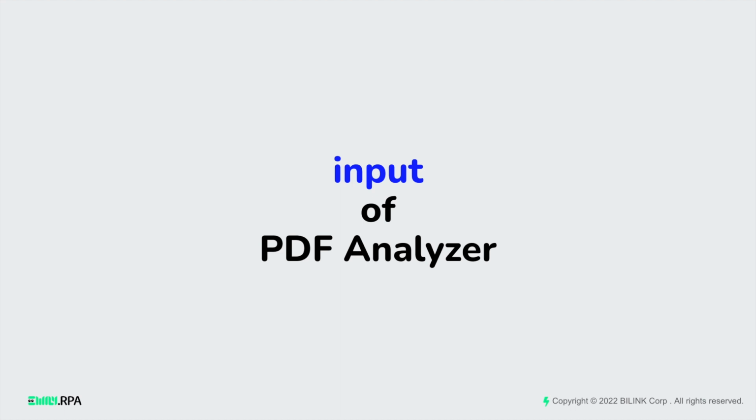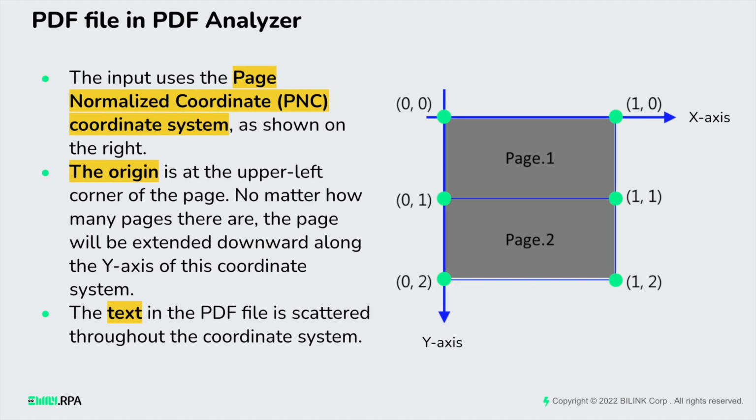Next, we will introduce the PDF Analyzer module input variable. Emily will read the PDF file on the specified path and organize the data into the input variable. The contents of the entire document will be sorted into the input variable, and will use the page normalized coordinate (PNC) coordinate system to convert the entire document into a standardized coordinate system, as shown in the figure on the right. The origin is at the upper left corner of the page.